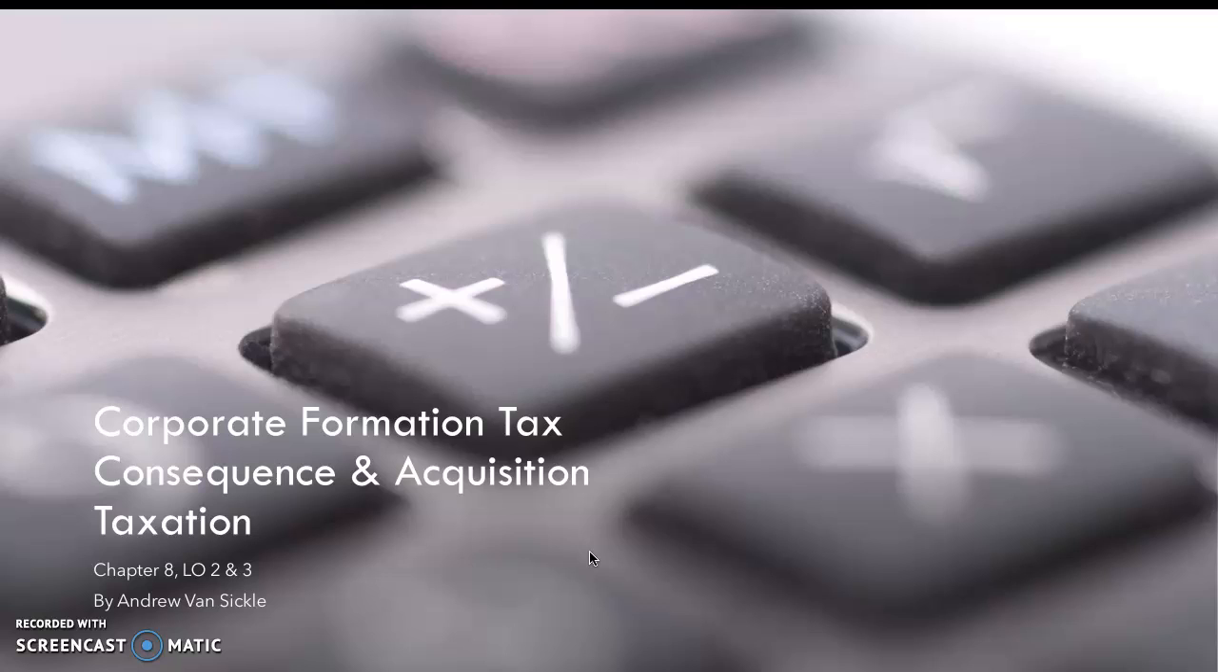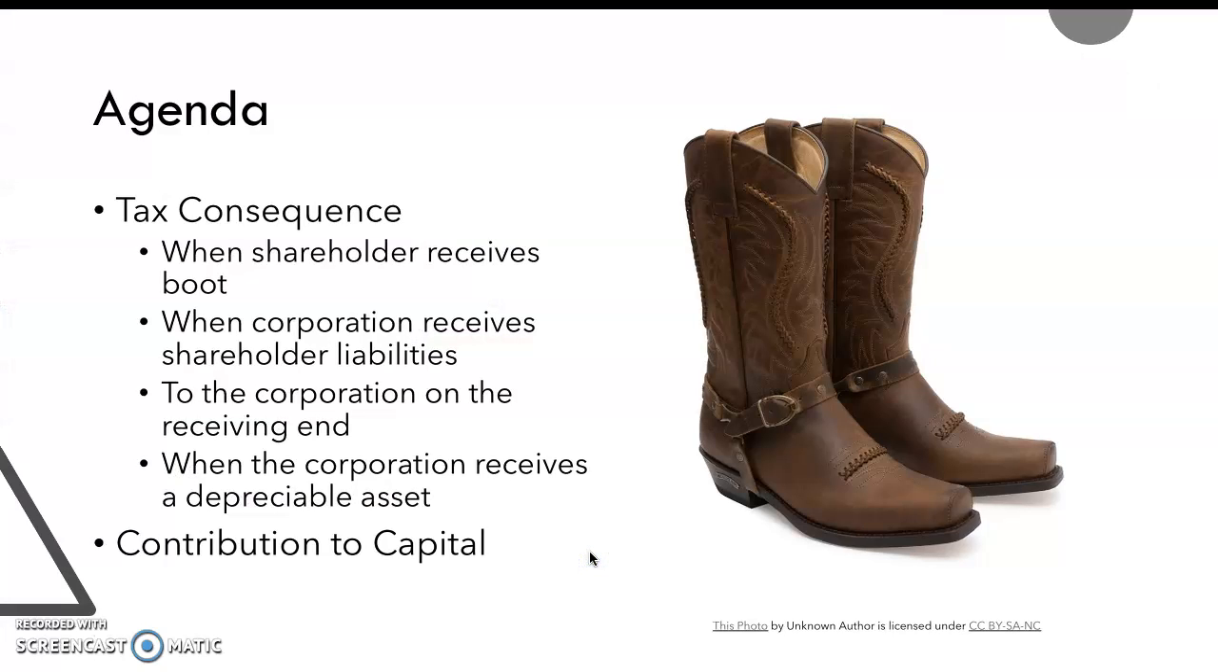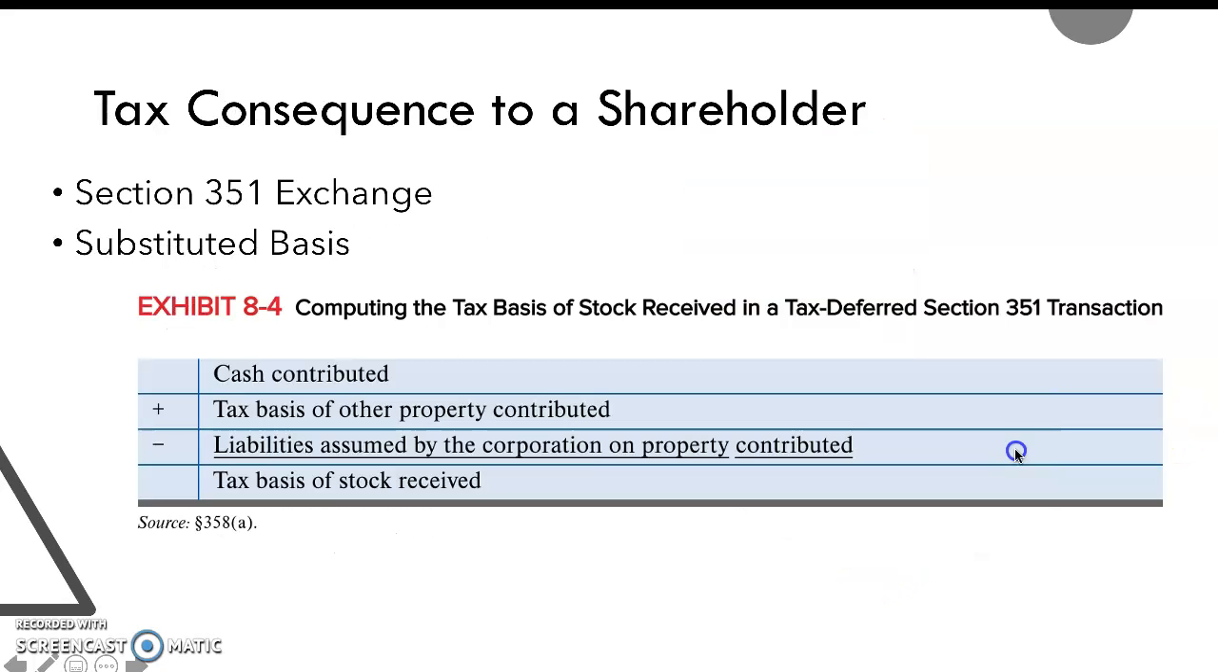Today I'm covering learning objectives 2 and 3 of Chapter 8. So on today's agenda, we'll start off talking about the tax basis of stock received. Then I'll define boot for you and discuss several scenarios: when a shareholder gets boot, when a corporation absorbs shareholder liability, when a corporation receives a depreciable asset, and what happens to a corporation that is exchanging its stock. Finally, we'll touch on capital contribution. So let's get started. These boots are made for walking.